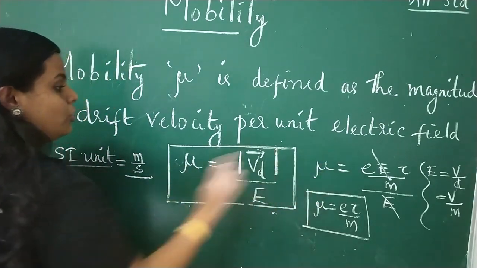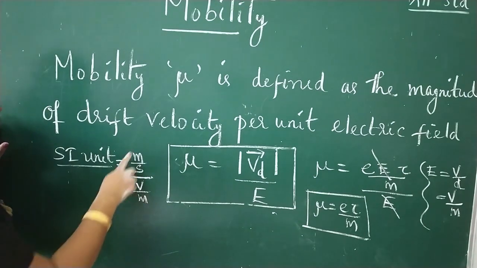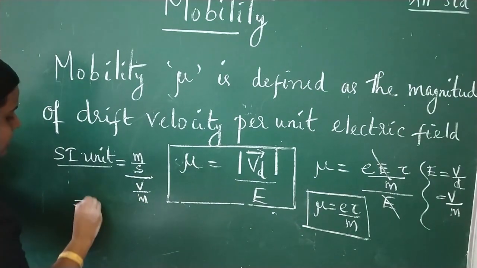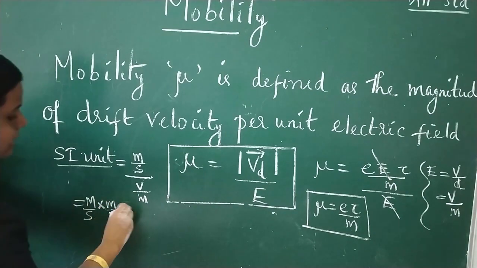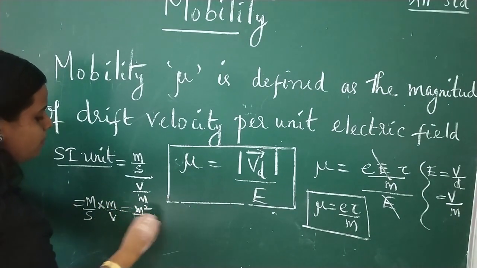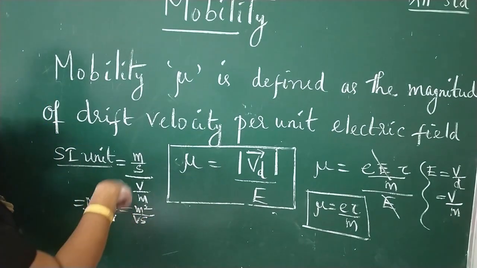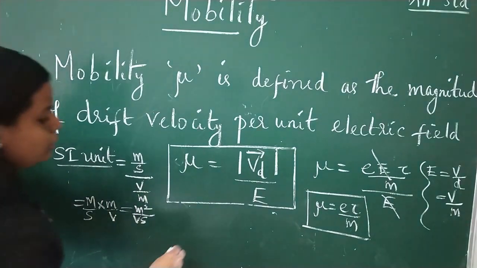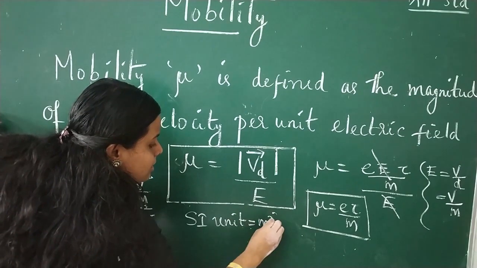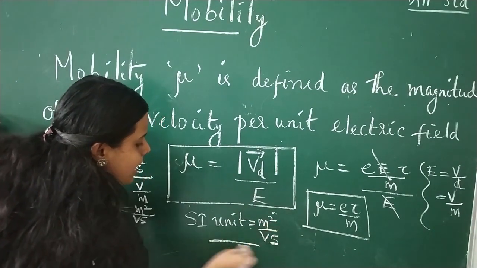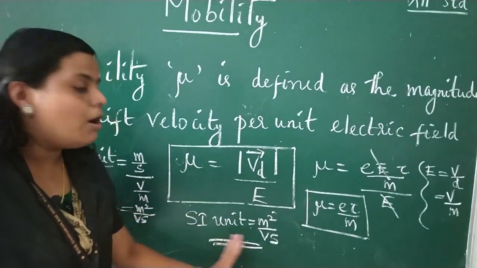So what about the unit of electric field? That is volt per meter. Or from this expression we can write, meter per second into meter per volt. That is equal to meter square per volt second. So what is the SI unit of mobility? The SI unit of mobility is meter square per volt second. So hope you understood the concept of mobility as well as the unit of mobility.